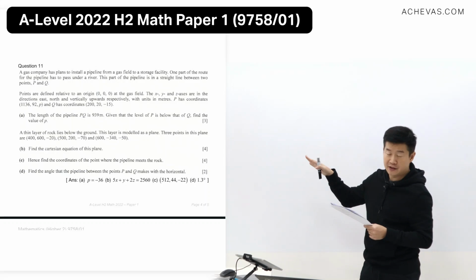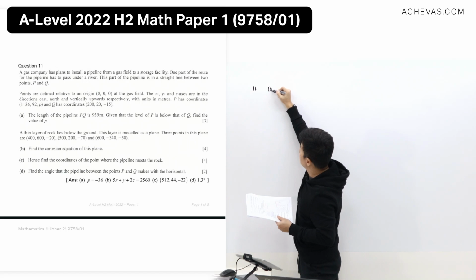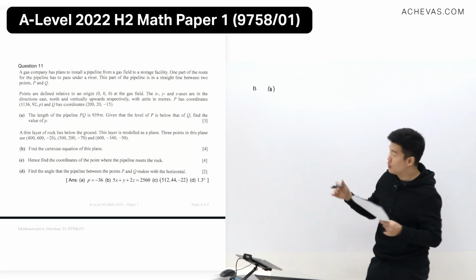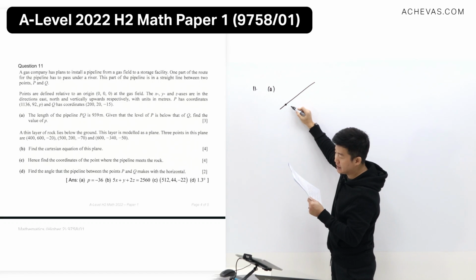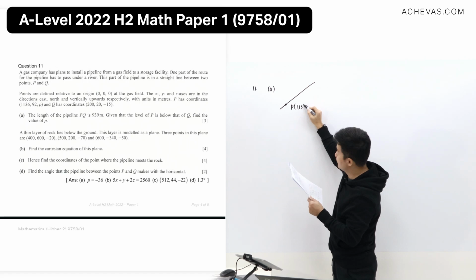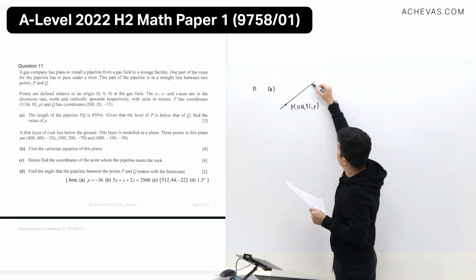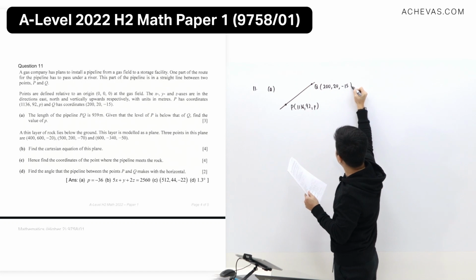Next, we are going to look at a vectors question, question number 11. First, we are looking at a pipeline, which is a straight line. It is going to be passing through 2 points P and Q. For point P, the coordinates that are given to us are 1136, 92, and an unknown P as the z coordinate. As for point Q, we have this as 200, 20, and negative 15.